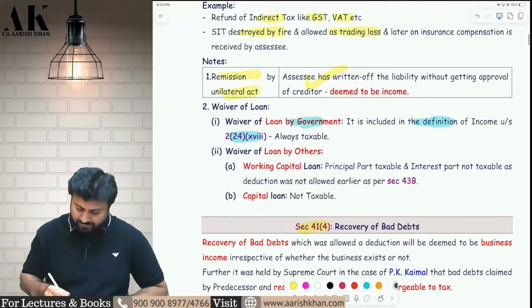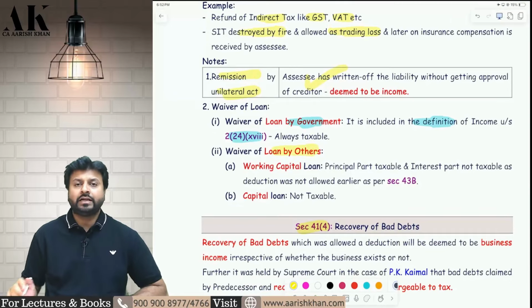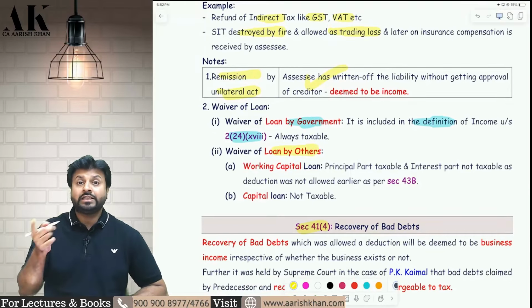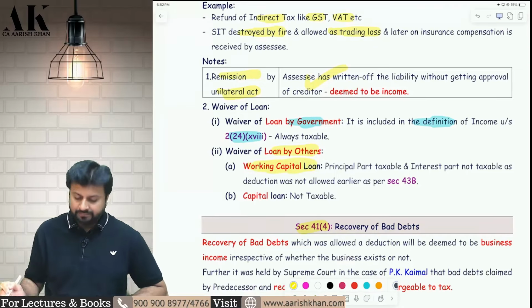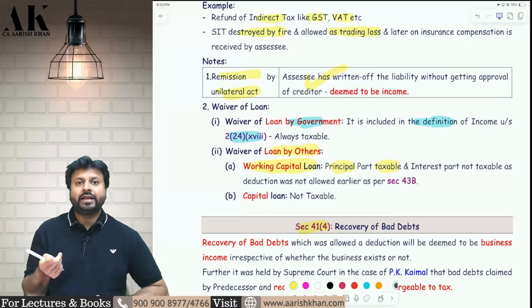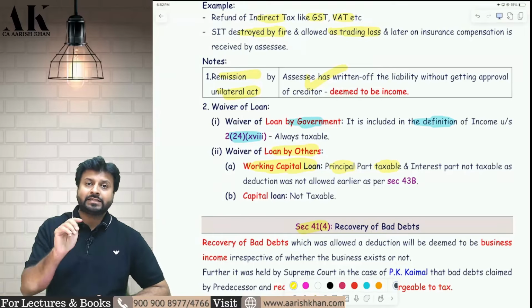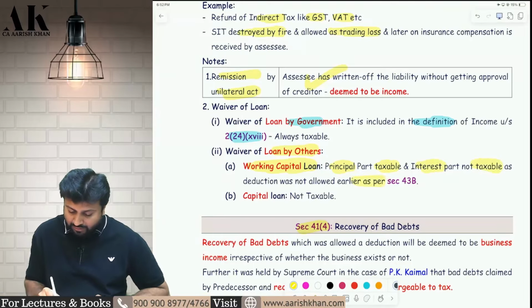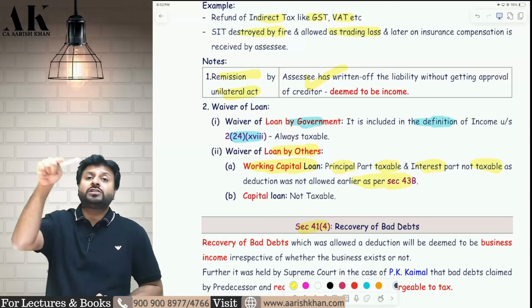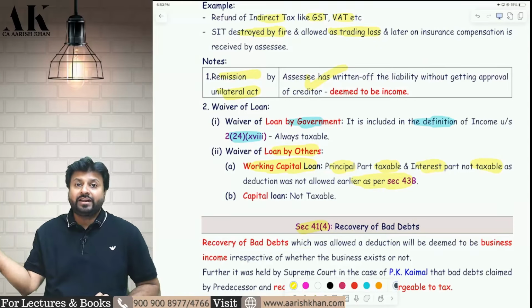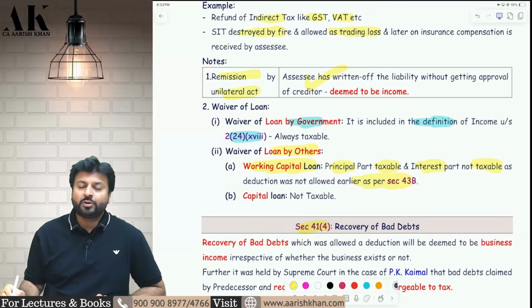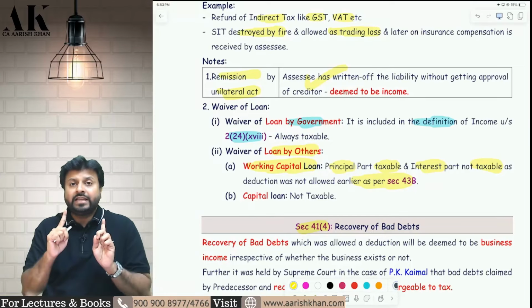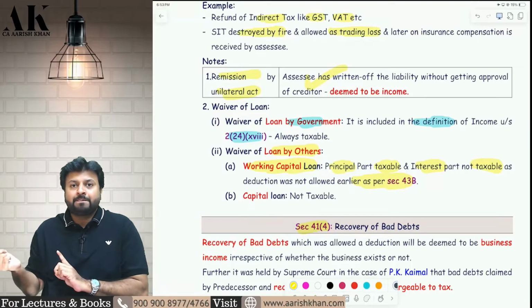What about if the loan is waived by others? It is not waived by government, etc. It is waived by, say, ICICI Bank. Then you need to check the nature of the loan. If there is a working capital loan, then it is a trading liability. Then the principal part, if it is waived, then it is a remission of a trading liability, it is taxable. And interest part is not taxable, because interest part was not allowed as deduction earlier because it was outstanding. Interest is allowed on payment basis. So interest portion will not be considered as income, but principal portion will be considered as income. So in case of working capital loan which is waived off by, say, bank, very important adjustment.